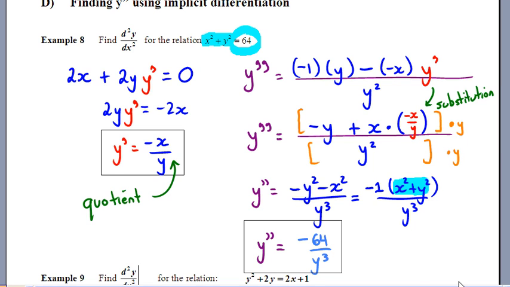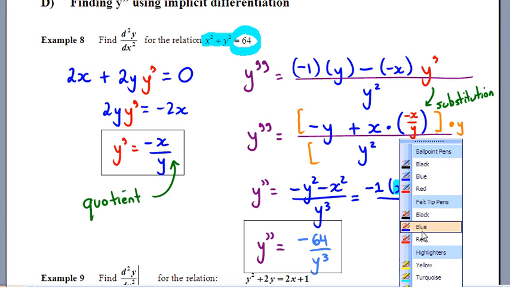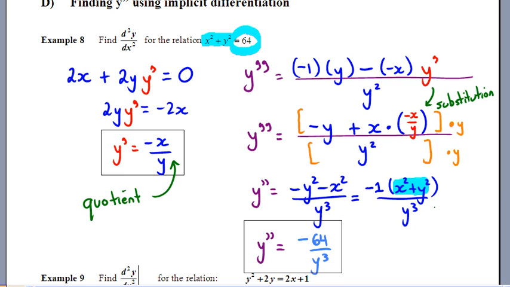I'll get my pen to work. Come on. There we go. Yeah, so what we just did here, good old back substitution.